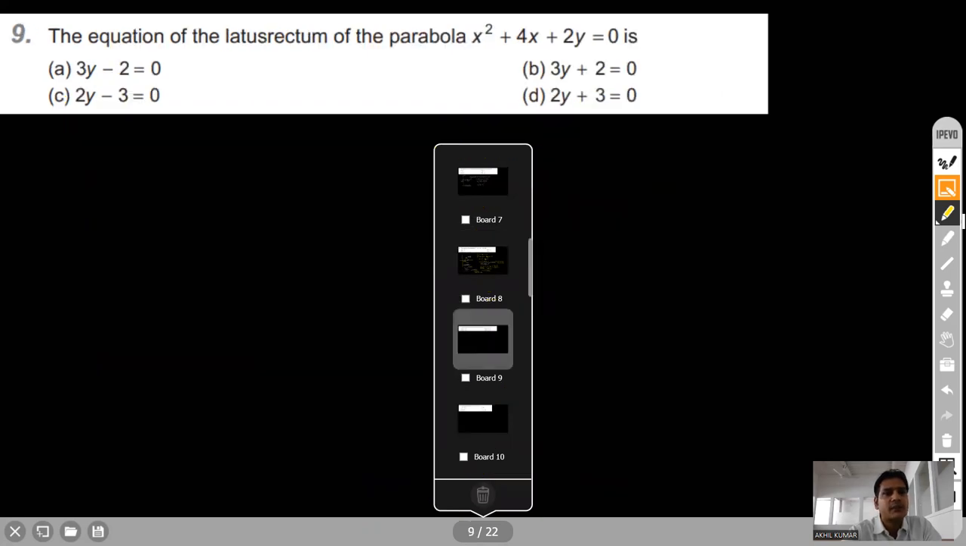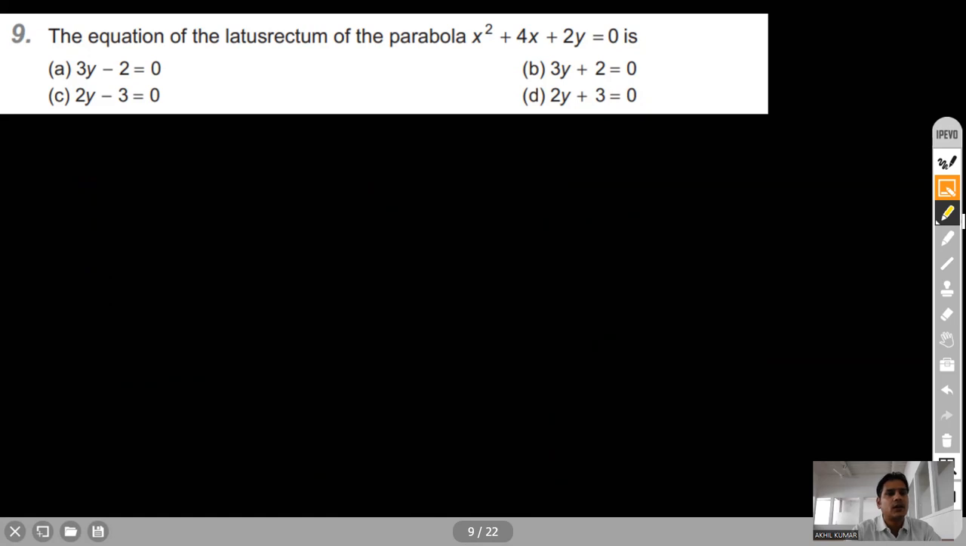So this question number 9, let's check it out. The equation of latus rectum of the parabola. One parabola is given here: x square plus 4x plus 2y equal to 0. We need to find the equation of the latus rectum. First, let me try to write it in the standard form of a parabola.